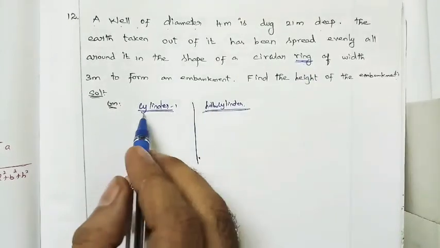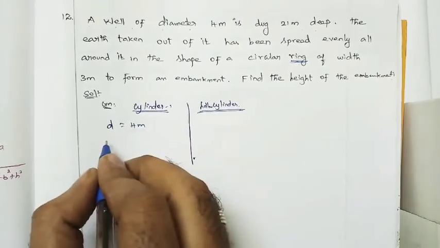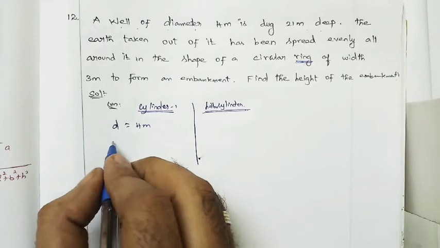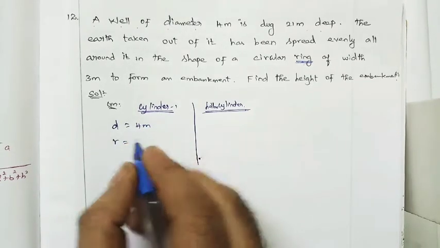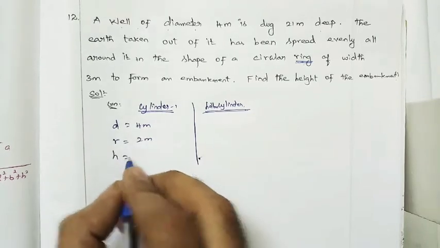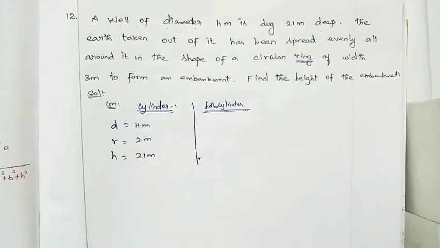So fill in the details. For the cylinder, what things do we have? Diameter is equal to 4 meter. Then what is the radius of this cylinder? The first cylinder is nothing but the well, so radius is 2 meter, and height of the cylinder is 21 meter, right?